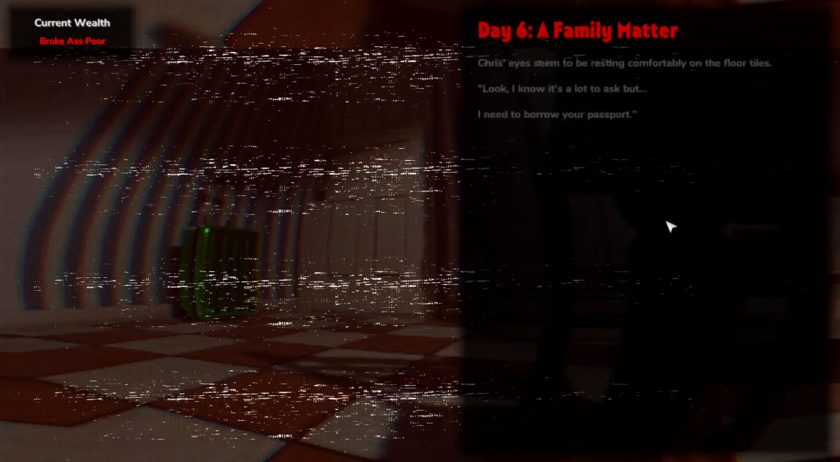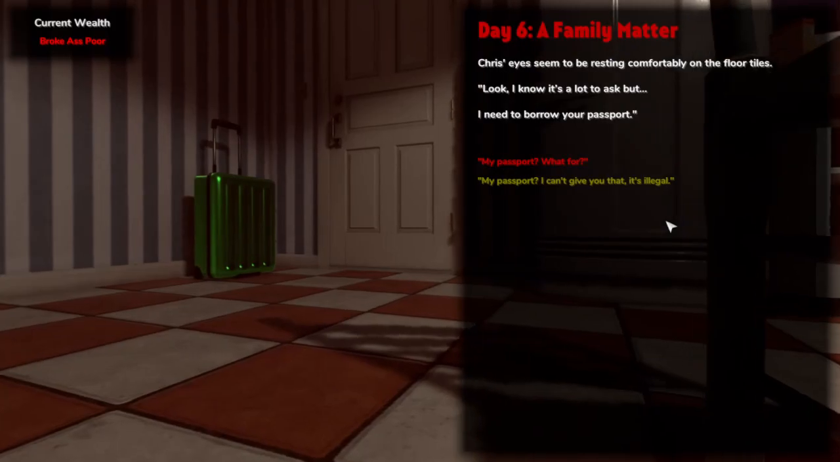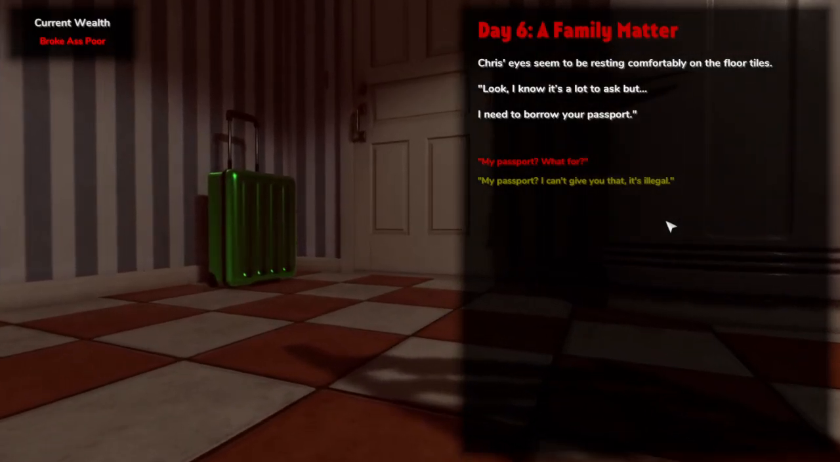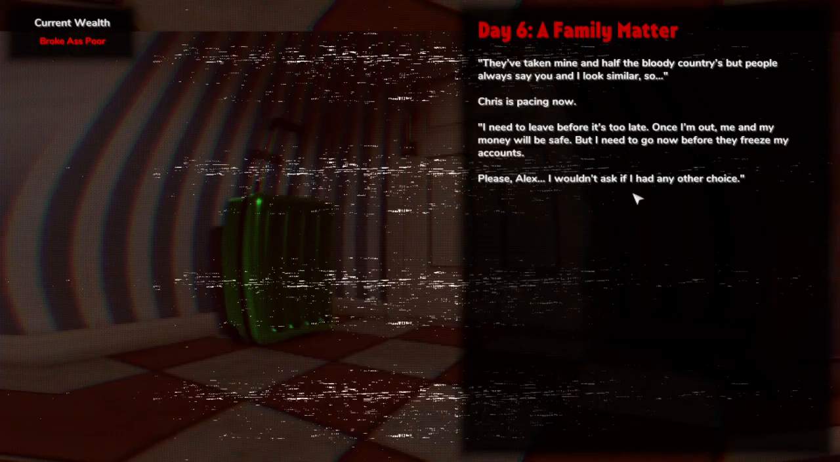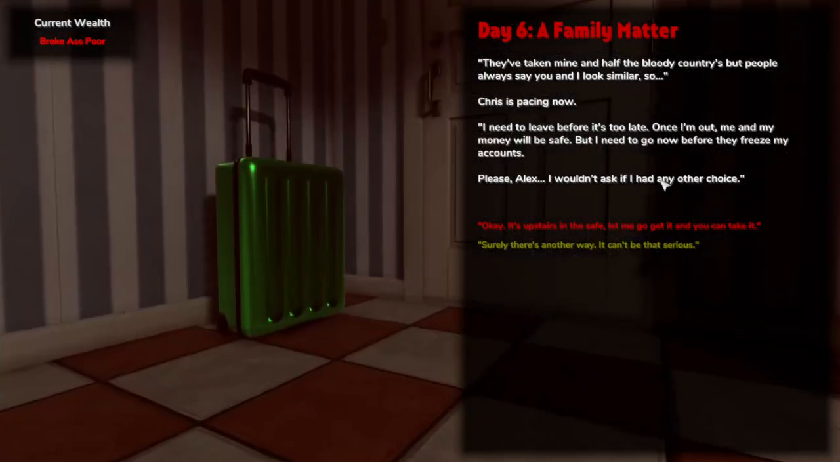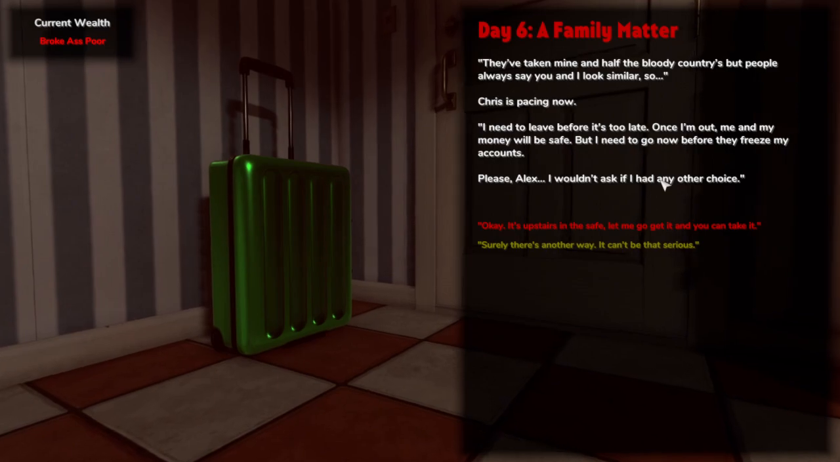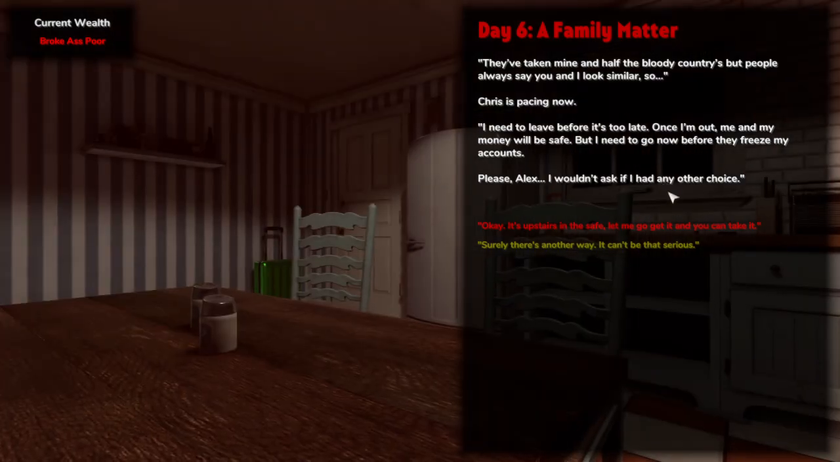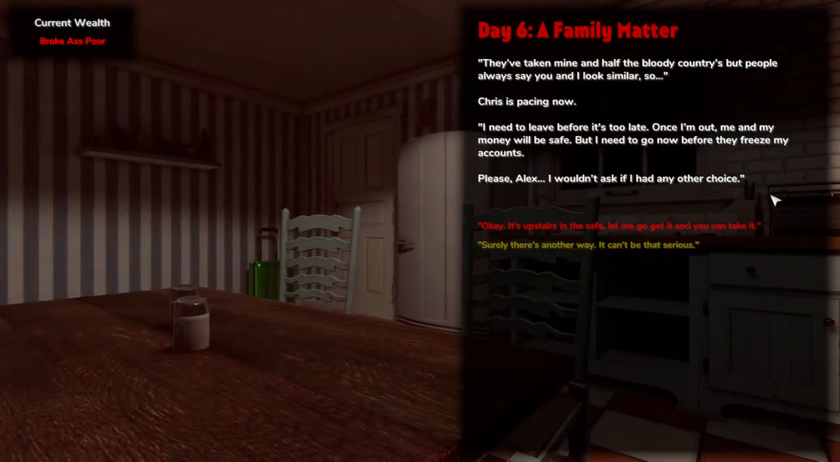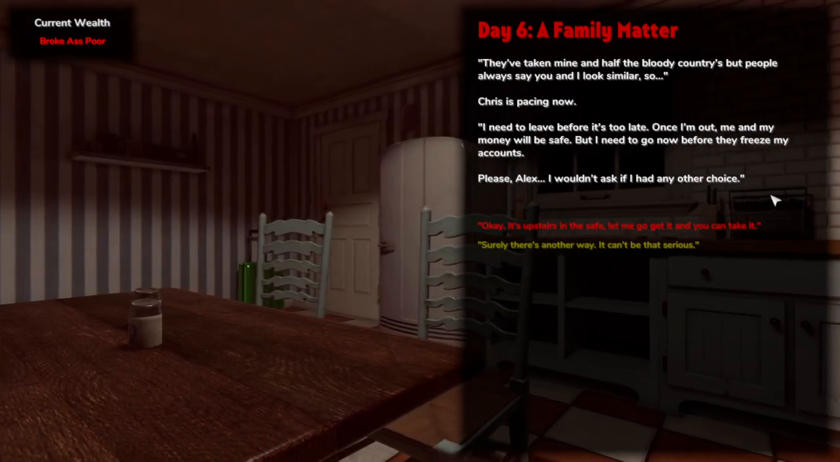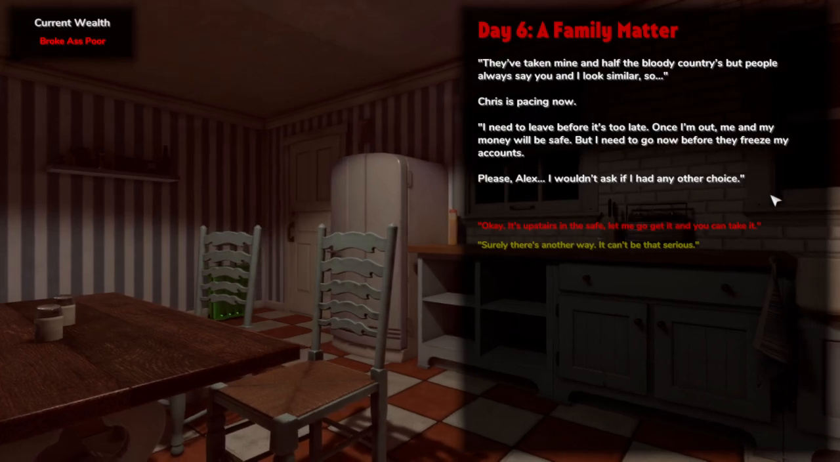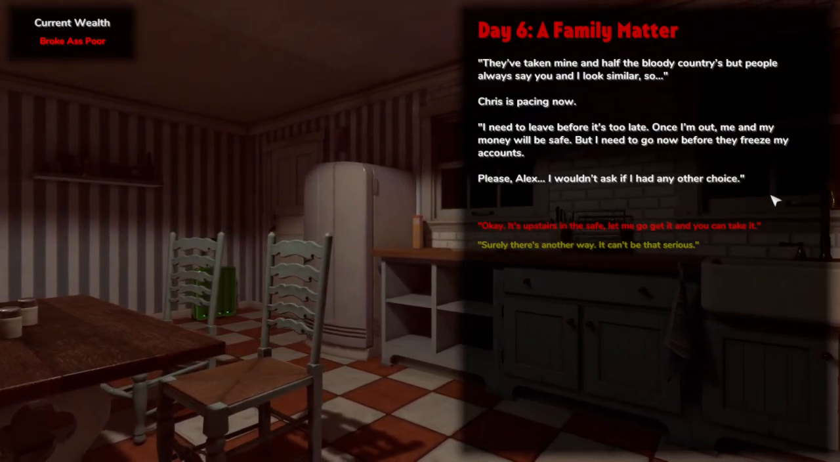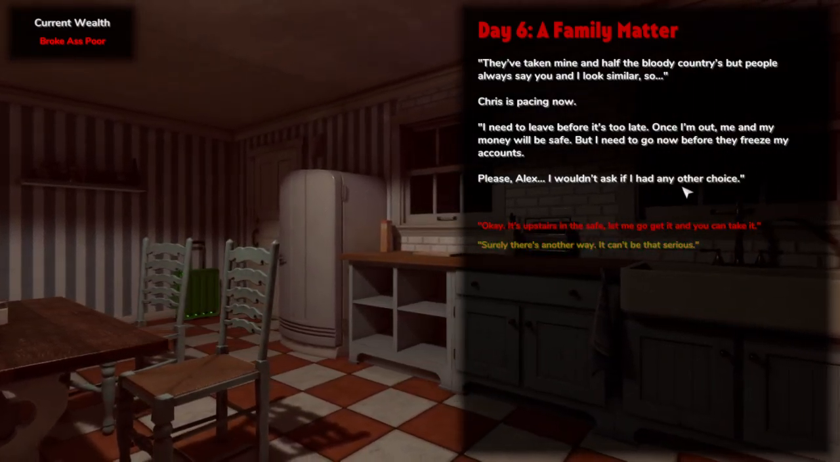What exactly is it you need? I need to borrow my passport. No. That's definitely a no. It has nothing to do with family or not. I'm going to lose my job and probably a lot of other things if I do that. They've taken mine and have bloody countries, but people always say you and I are similar. I need to leave before it's too late.